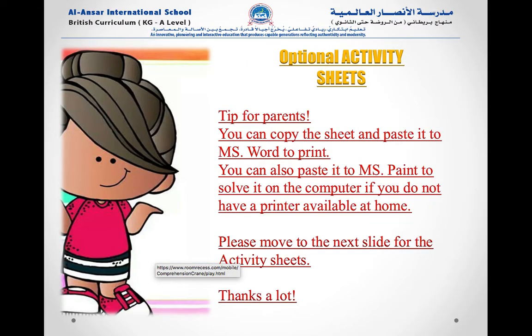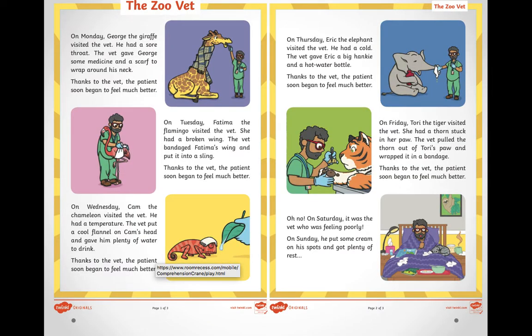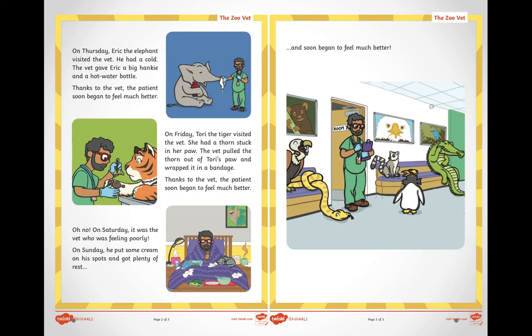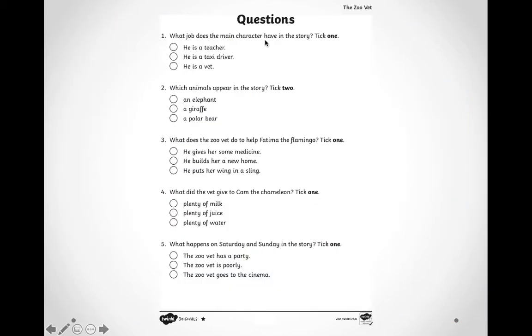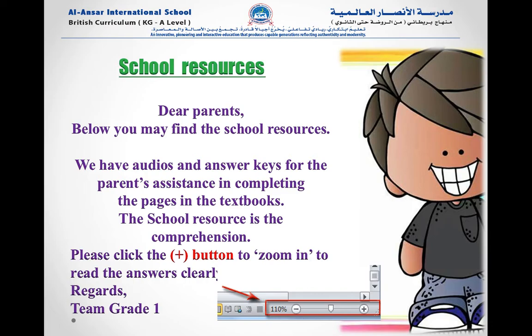These are going to be optional activity sheets, so you get to read the story at home, or you can ask someone to help you read the story, and you can answer these questions. Now, this is optional, so if you do not have extra time, it is completely fine, but extra practice is always good.